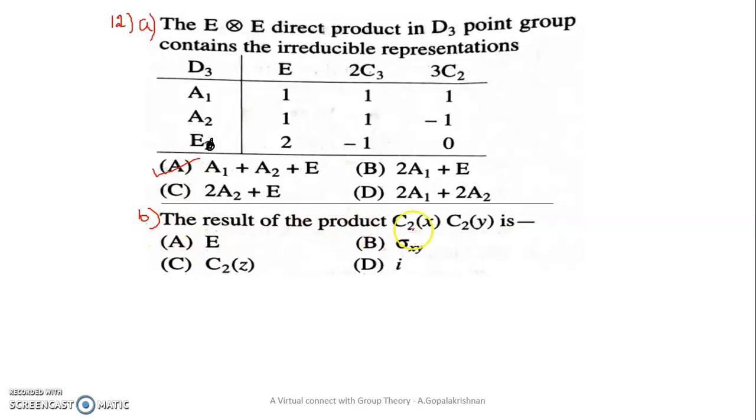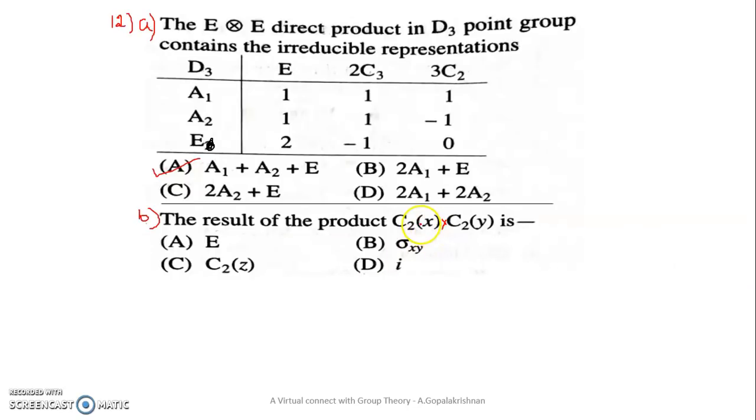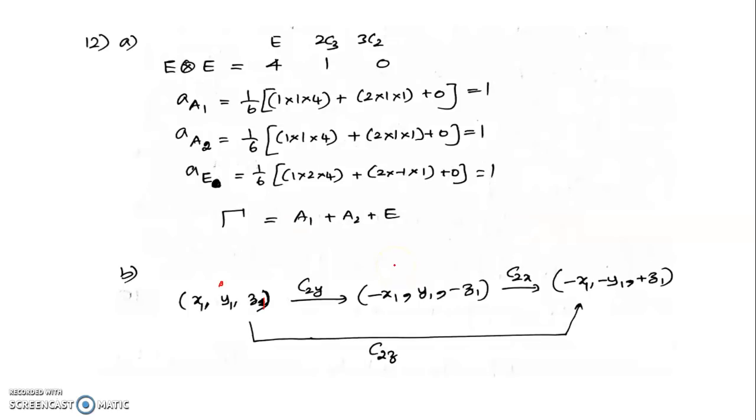Then see the second question here. What is the result of C2x into C2y? Multiplication of two operations, C2x into C2y. Yeah, how to do this? Listen, I'll take a point in coordinate space, and this point has the coordinates x1, y1, z1. Now, you know very well, according to group theory, if the multiplication of two operations is given, we have to do the second operation first and then the first operation, correct? So that is the order of the operations we should perform.